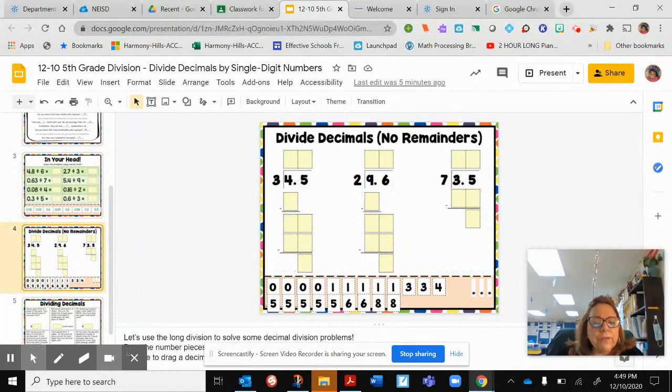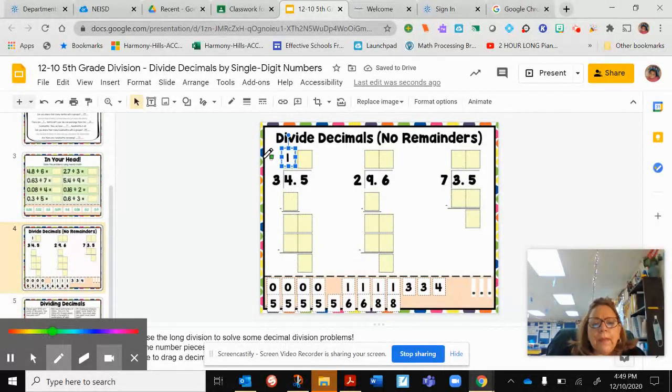Now it's time for some division. Let's go to my division part. 4 and 5 tenths divided by 3. Okay, so now I'm going to just drag and put. I'm going to picture 3 groups in my head. I have 4. And now how many am I going to put in each group? Absolutely. I'm going to put 1 in each group.